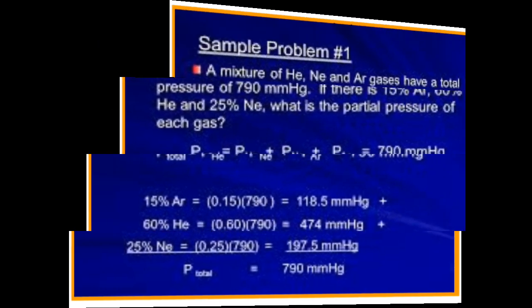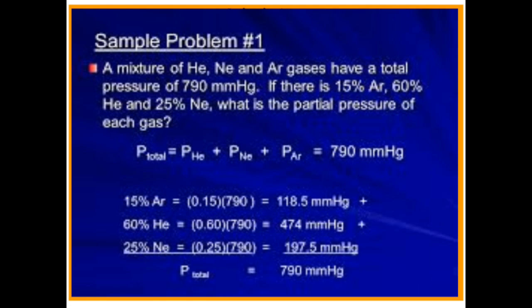Okay. Now let's look at the calculations. One says, a mixture of helium, neon and argon gases has a total pressure of 790 millimeter mercury. Listen. We have a mixture of what? Helium, neon and argon. These three gases do not react, remember, because they are noble gases. Do you remember? Noble gases don't react. So we have a mixture of helium, neon and argon, and they have a total pressure of 790 millimeter mercury. So the P total here is 790.